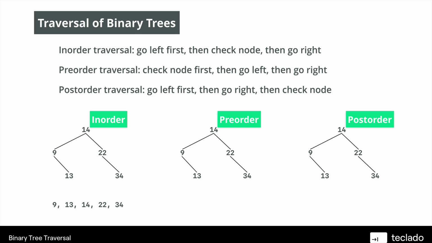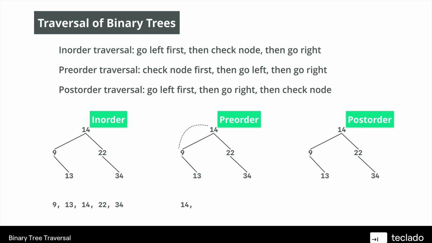So that's what in-order traversal is. Looking at pre-order, the first thing you do is you check the node, and in this case we're going to say that checking the node is equivalent to printing it out. So the first thing you do is, starting at 14, you would print it out. Then you'd go left, and now you're at a new node.